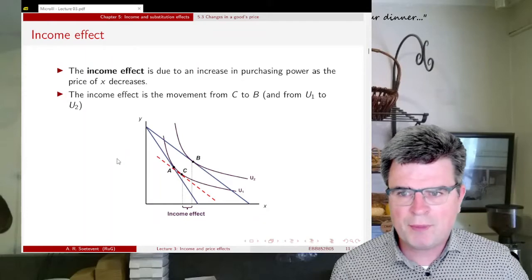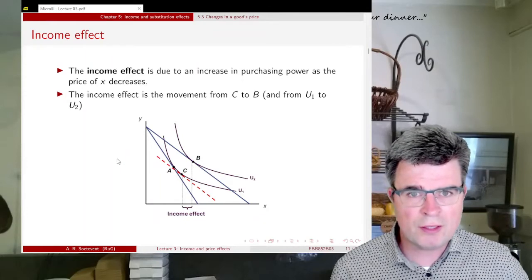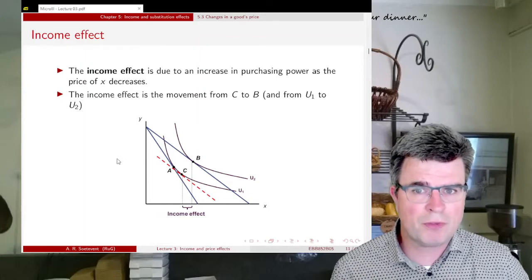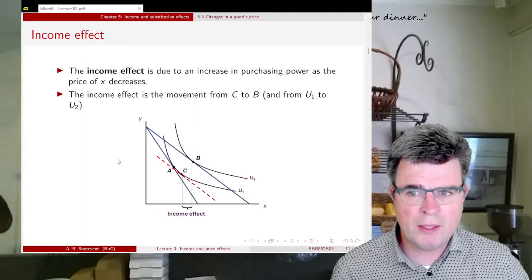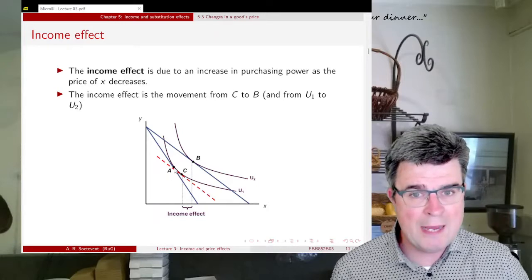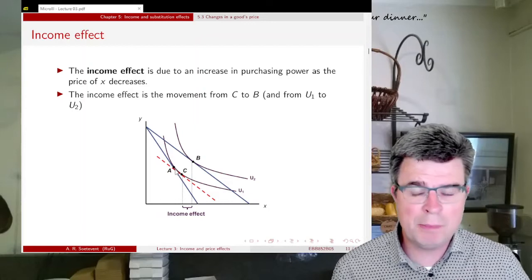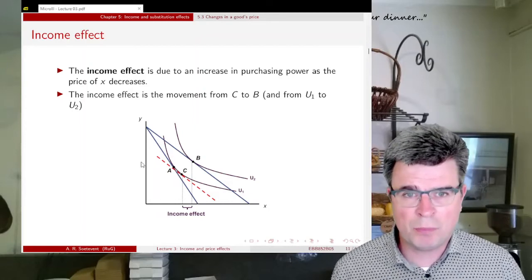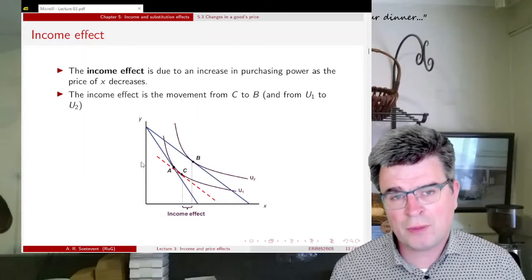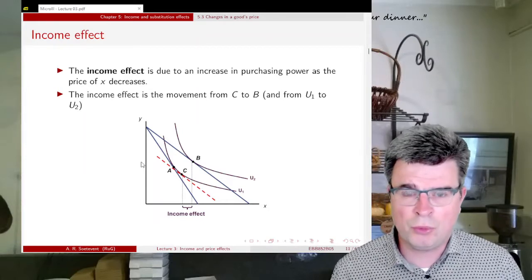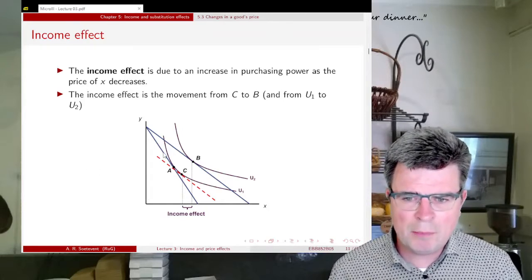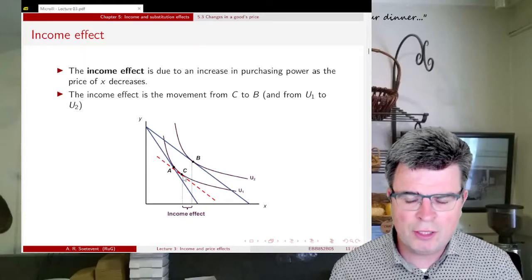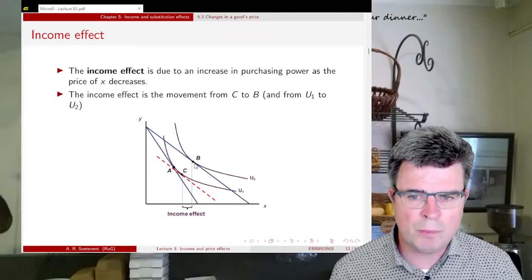Then the income effect. The income effect is the effect that's due to an increase in purchasing power. There's more that we can do with our money than before. Even if we would buy the old consumption bundle A, because good X has become cheaper, we would now have money left on the table. We would have extra income that we could spend on additional units of either good X or good Y. And this income effect is the change in consumption bundle from point C to point B.